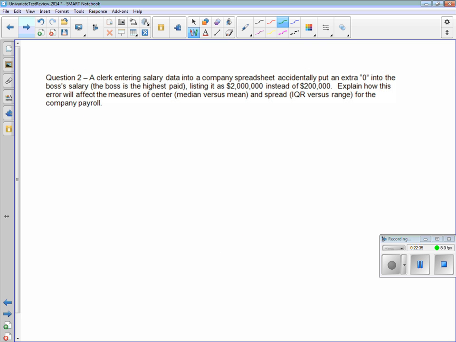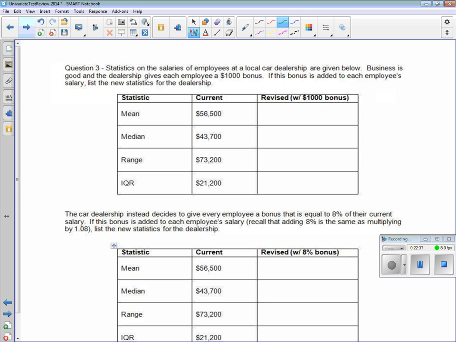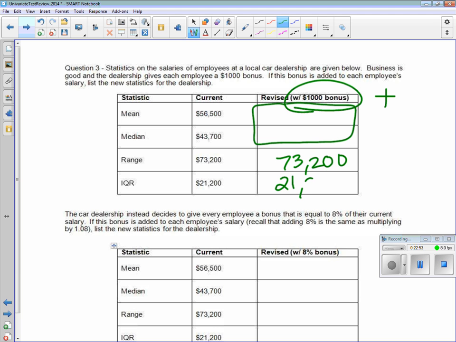Okay, this one I think I discussed last class, so I'm not going to go over it again, but basically a $1,000 bonus means you're adding down here, which means the only thing that should have changed are these two. These should stay exactly the same, right? Your measures of spread don't change. Down here, everything changed by a factor of 8%. So 1.08 times this would give you the answer.